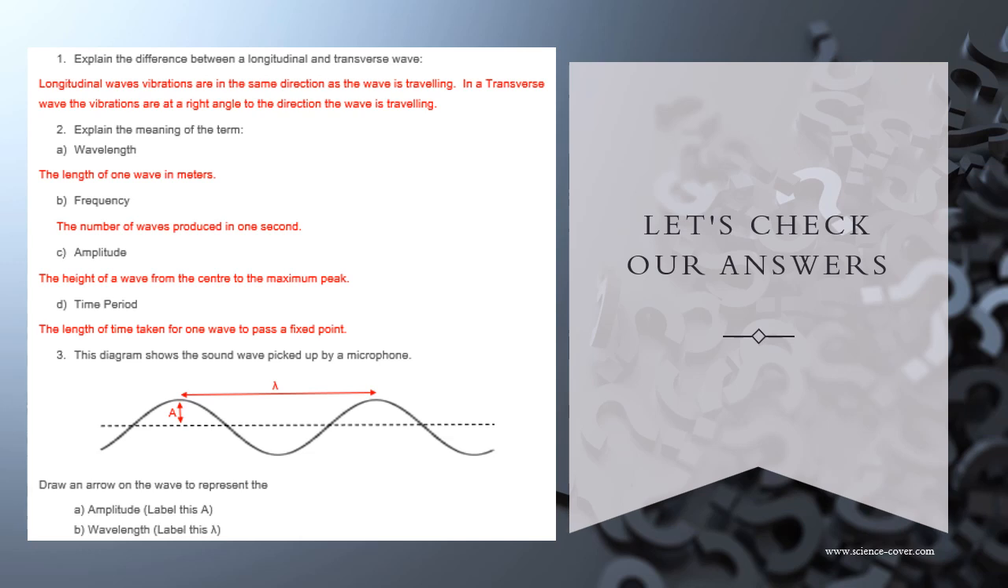The amplitude is the height of the wave from the center to the maximum peak. And the time period is the length of time taken for one wave to pass a fixed point. Question 3 showed a diagram of a wave and asked you to label the wavelength and the amplitude. These are shown on the diagram on the screen now.